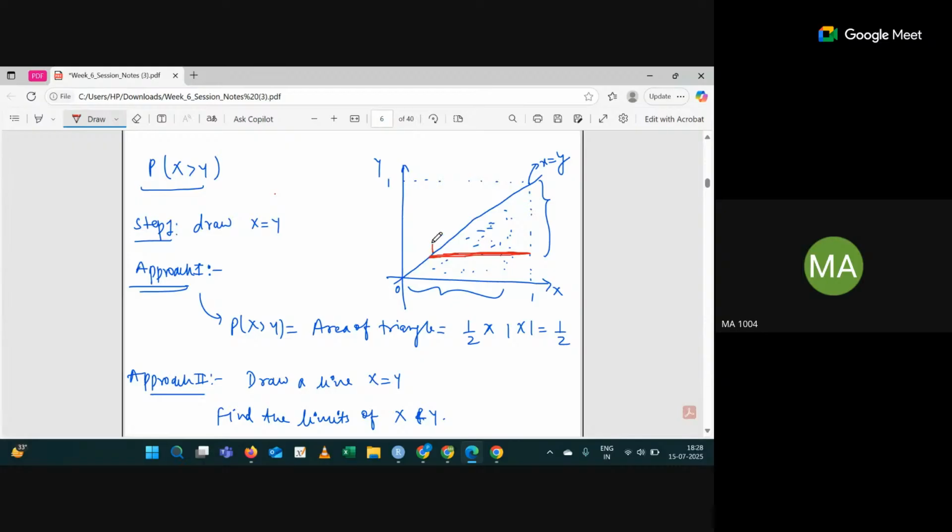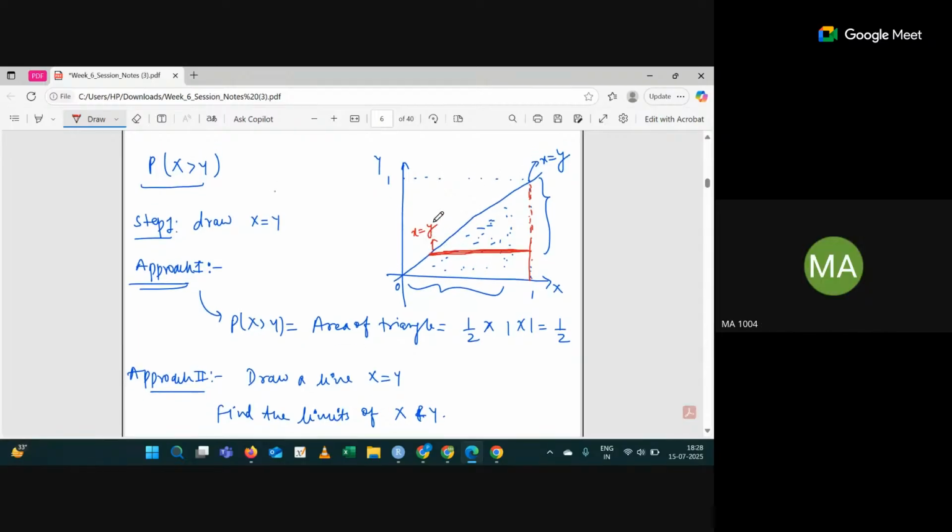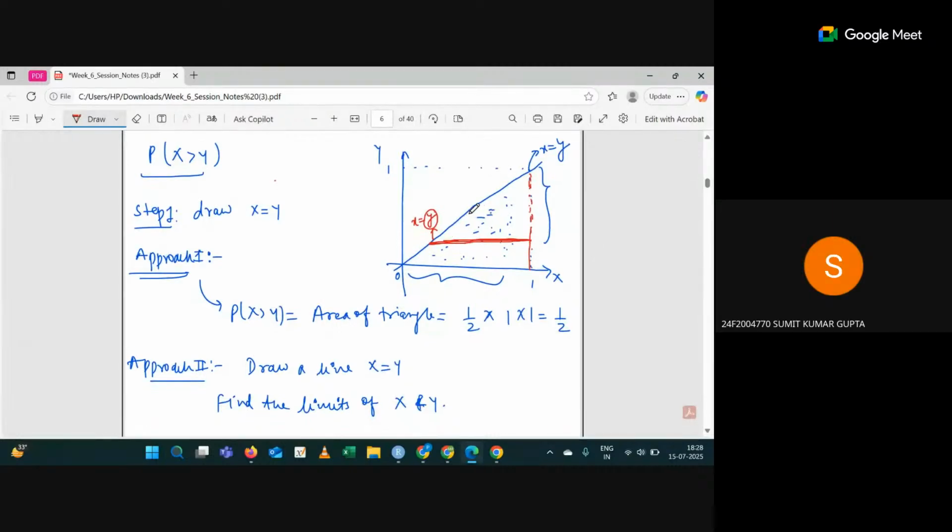Okay, so this line is x equal to y, correct? And what is this line? This is x equal to 1 only, right? Here, if you see, x is going from y to 1. If you draw a line parallel to the x axis, from anywhere to anywhere, x is going from y to 1, yes or no?